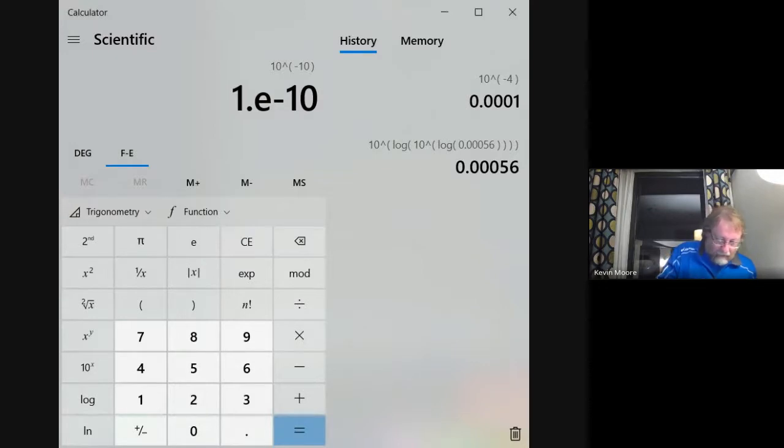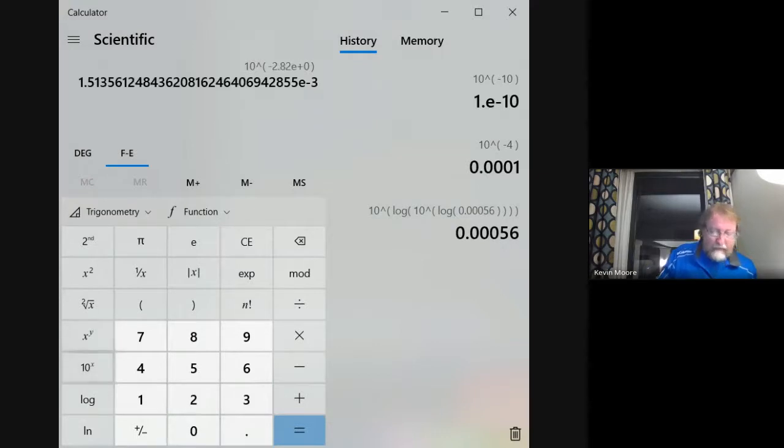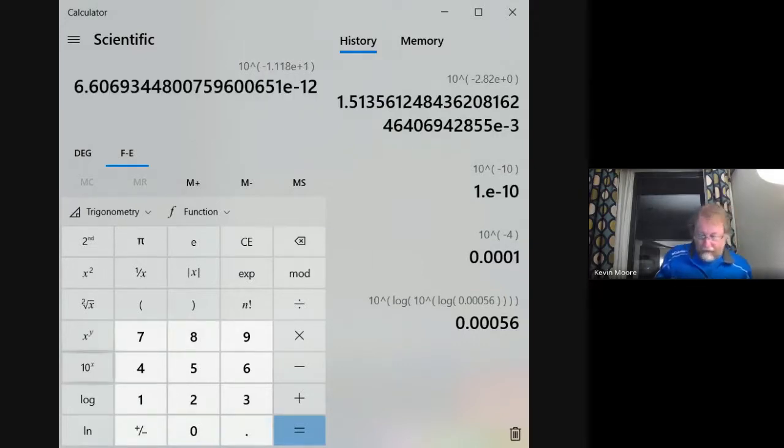All right, so we want to go in. We're going to put in 2.82, make it negative, and then hit the 10 to the x. So 1.51 times 10 to the minus 3, or really 1.5 times 10 to the minus 3 with the correct number of significant figures. So 1.5 times 10 to the minus 3, and then the other one's 11.18. So we're going to have 11.18 plus or minus, and then hit the 10 to the x. 6.6 times 10 to the minus 12. So 1.5 times 10 to the minus 3, 6.6 times 10 to the minus 12.